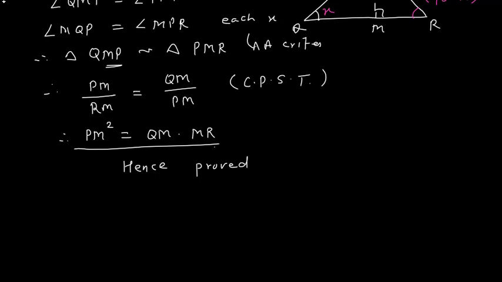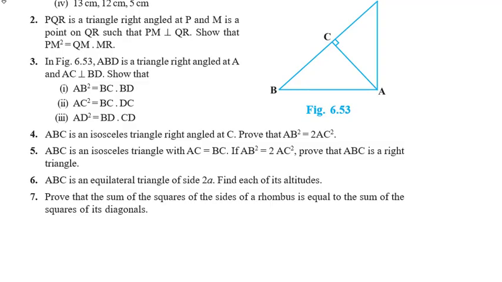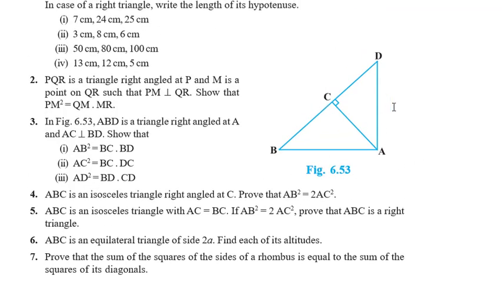Okay. Now let us see the third question. Now the third question is figure number 6.53. ABD is a triangle, right angle at A. So angle A is a right angle.